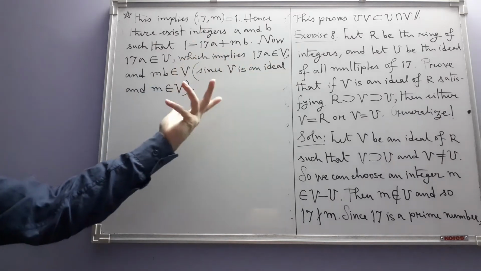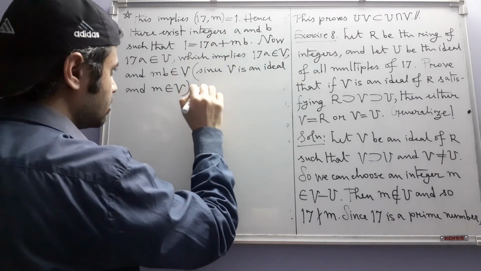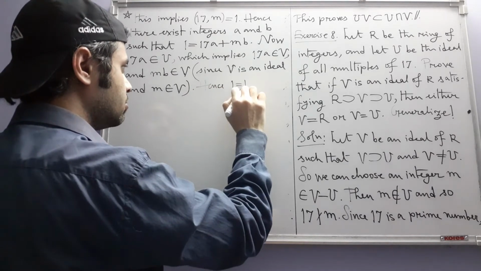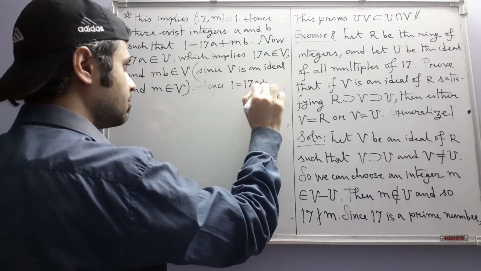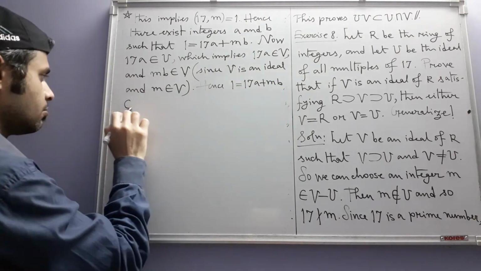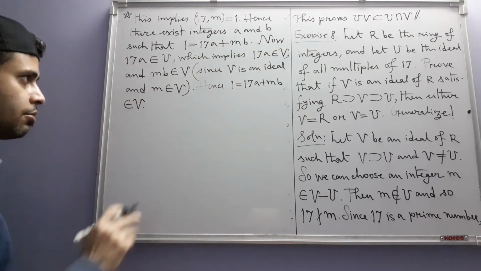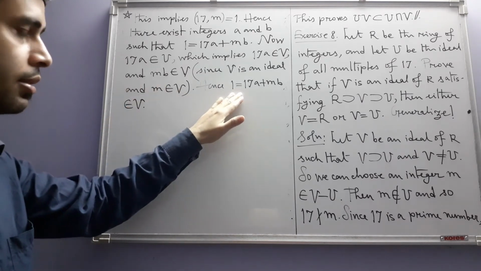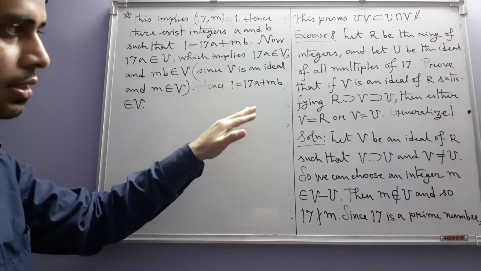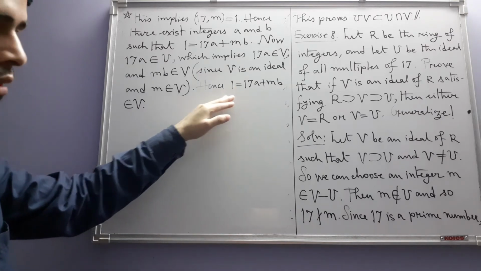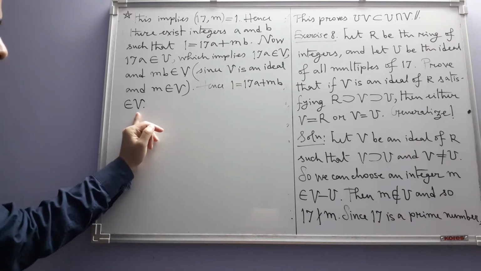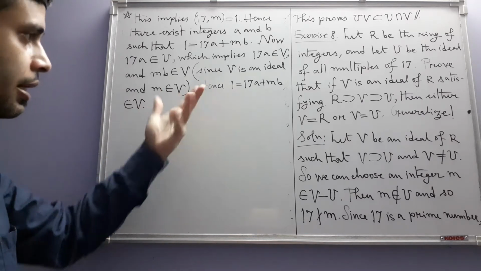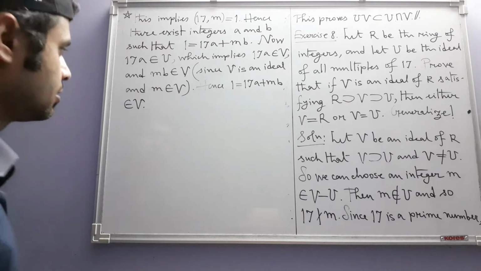So their sum will also be in V. Hence, 1 is equal to 17a plus mb belongs to V. Now note what we have got here. We now have the fact that the unit element in the ring, which is nothing but the integer 1, belongs to this ideal V. So by the first exercise, we can now conclude that V is equal to R.